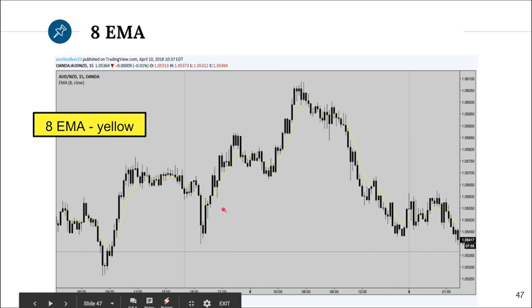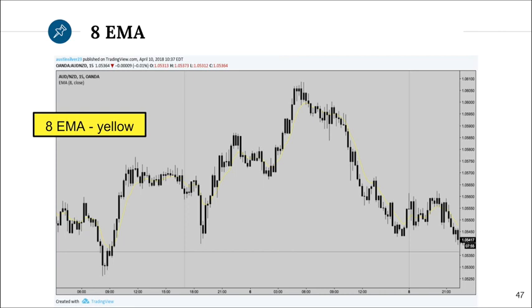The 8 EMA is yellow. This is always going to be the way it is. In all of my photos, you can see it's very close to candles. It's very close to the price action, and that's because this is our shortest term EMA. This is going to react to prices most quickly. It's the shortest term EMA. It's not an SMA, so it's going to be faster than an SMA, and it's an 8 EMA, not an 800. So it's going to react very quickly, telling us direction in the short term.